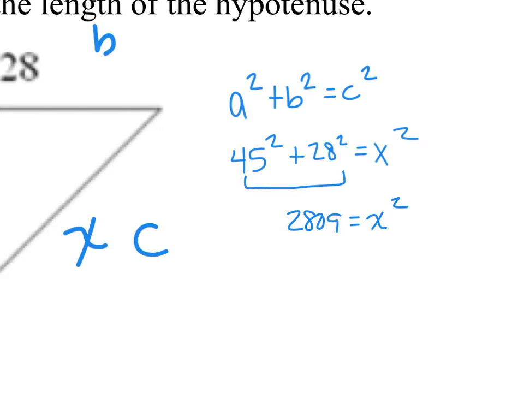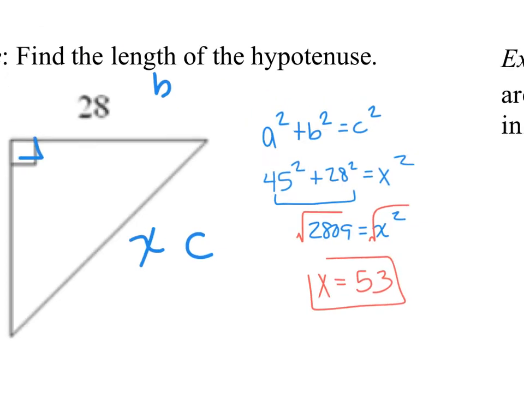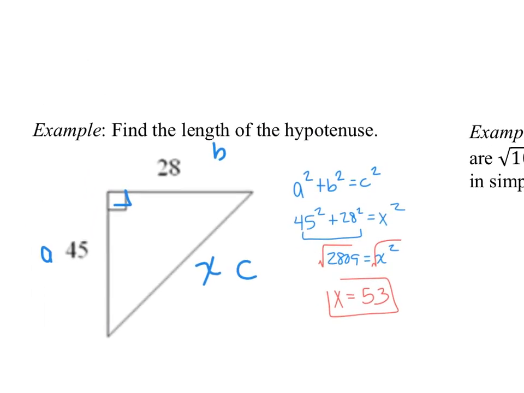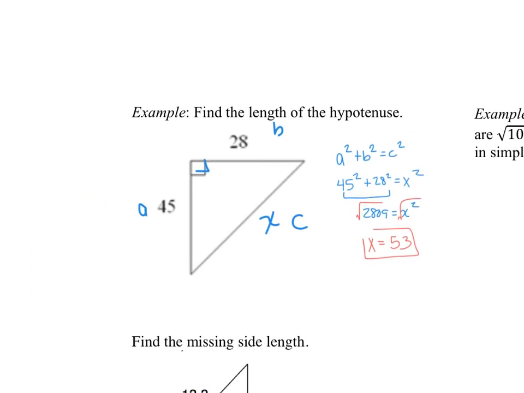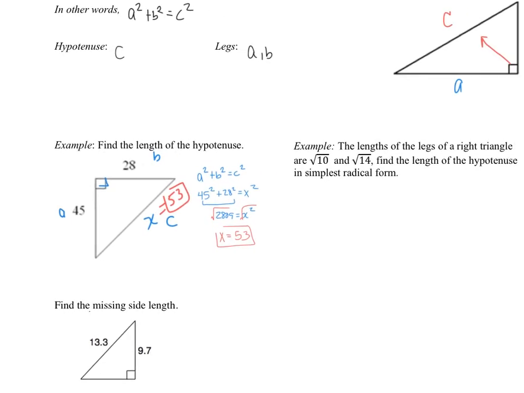And the only way to get rid of a square in math is to take the square root of both sides. So I'm going to take the square root of both sides of my equation. So I get X equal to 53. So that means your hypotenuse is 53 units long, or whatever the units are. And that's your final answer.